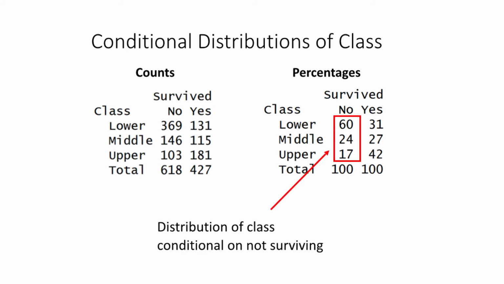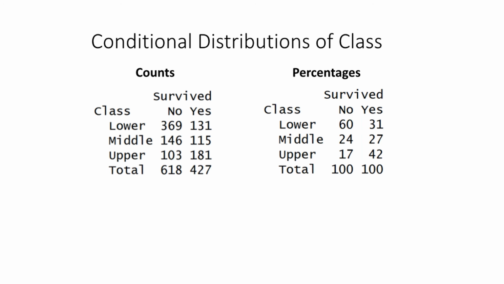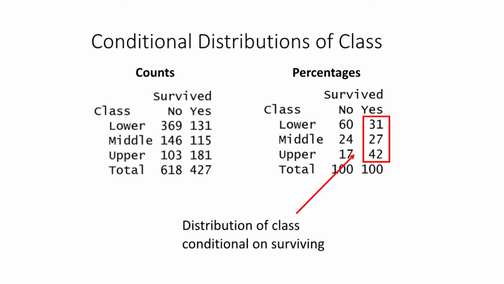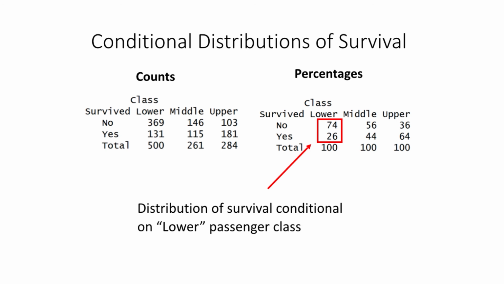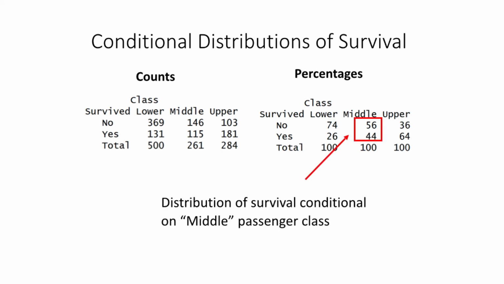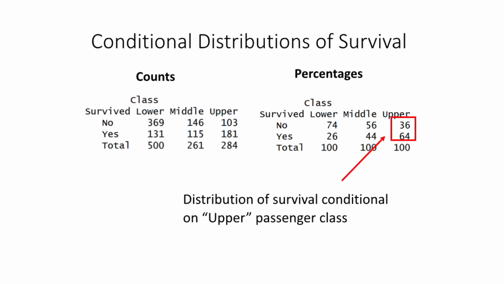The distribution of class conditional on not surviving, and we also have the conditional distribution of class conditional on surviving. And then we also have conditional distributions of survival. So when we condition on a particular passenger class, we have this distribution of surviving, and then another conditional distribution of survival, and another. The whole point about these distributions is that it's another way to talk about a contingency table.